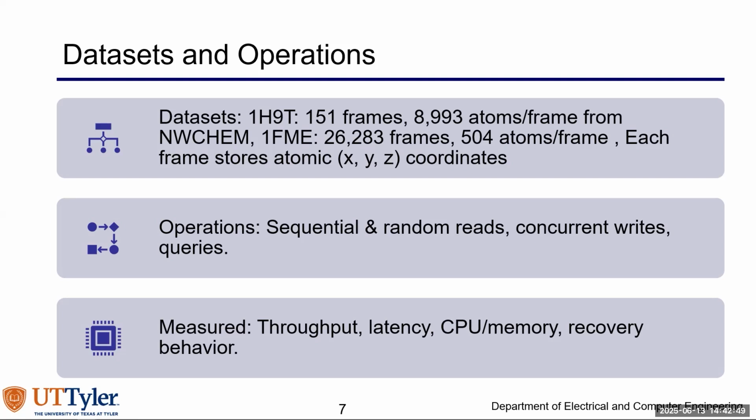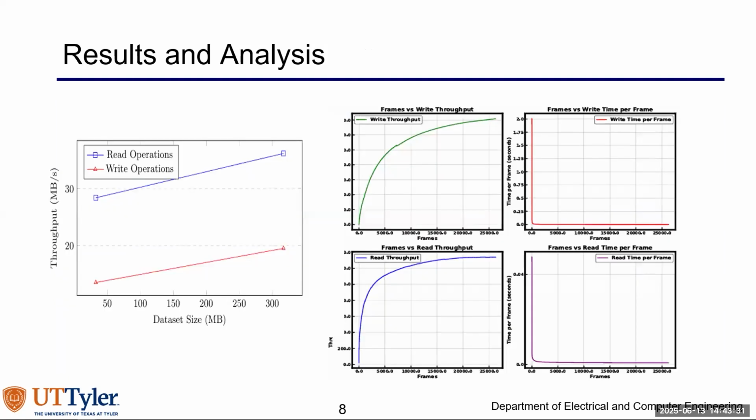If you compare the data structure nature, this is somewhat complicated data. The 1FME data set consists of 22,683 frames as well as 504 atoms per frame. Each frame consists of the XYZ coordinates, compared with the smaller data set versus the larger and more complex data set. We also performed sequential, random, and concurrent writes, and we measured the metrics of throughput, latency, and CPU memory behavior. So yeah, next slide, please.